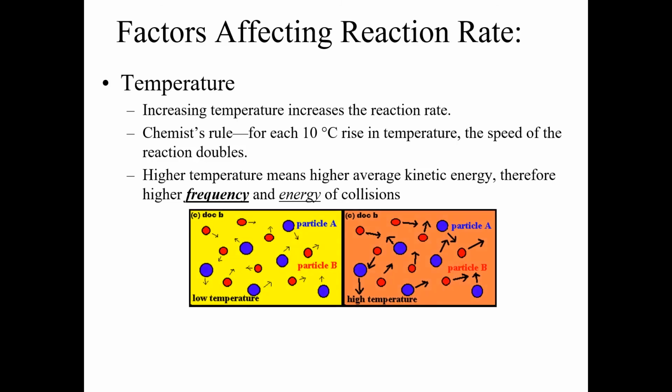Here's an example. You can see the example on the left. At low temperature, particles A and B have very small range of motion. So it's not as likely that they will collide with each other. In the example on the right, at high temperature, you can see where the ranges of motions of particles A and B are broader, and so there's more chance of collisions.